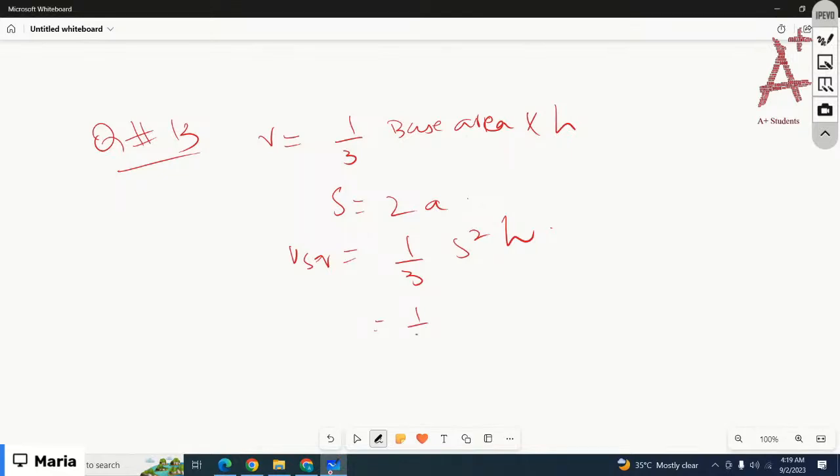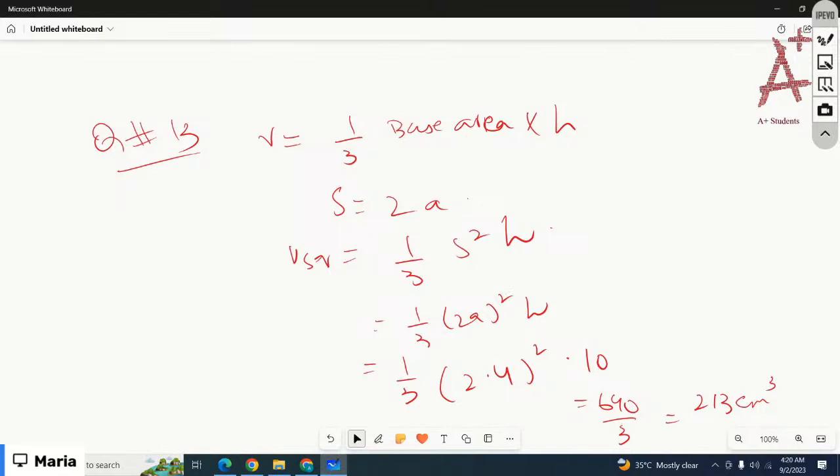And S is 2A, so it would be 2A square times H. Let's just put in the values. It would be 1 by 3, 2 times 4 square times 10. So 2 times 4 is 8, 8 square is 64, 64 times 10 is 640. It would be 640 divided by 3. So that means it is 213 centimeter cube, right?